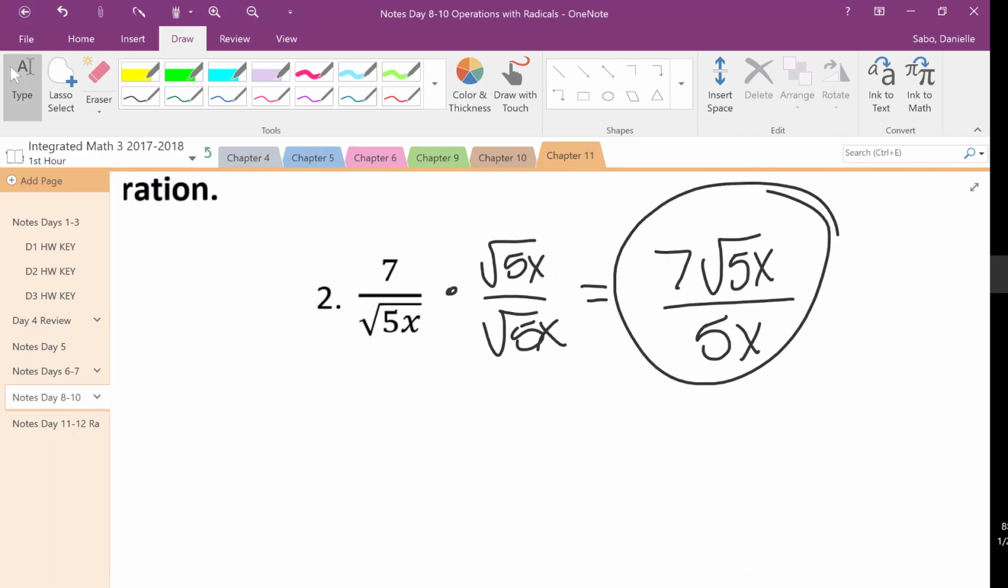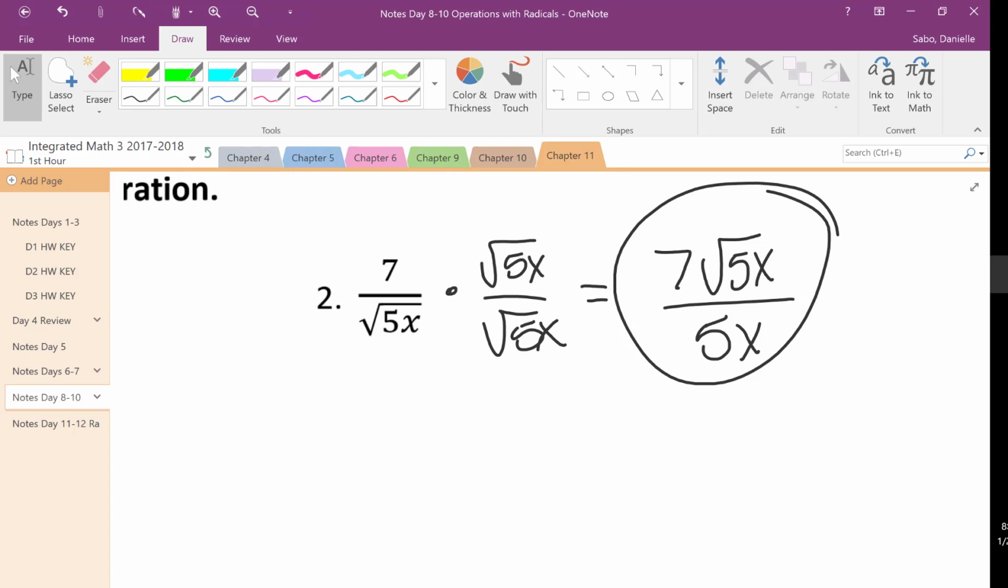Okay, looking at number 2, do you have any questions on number 2? Remember, the goal is to have no radicals in the denominator. So if you end up with a radical in the denominator, then you need to relook at your work and see what you did wrong. Because the goal for this is just to get rid of the radical in the bottom. In order to do that, I must create another group of 5x. Because I need 2, because the index is 2.